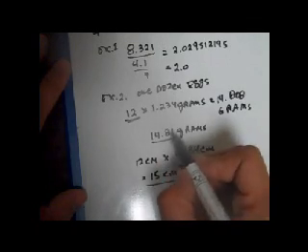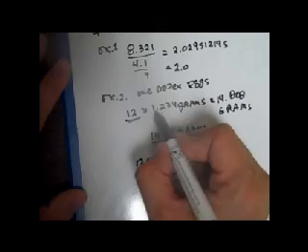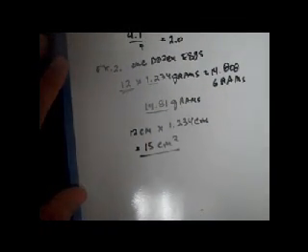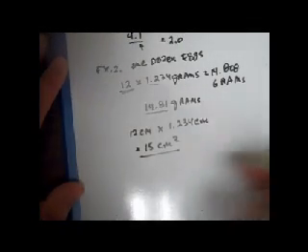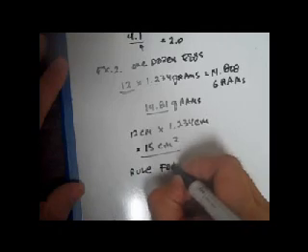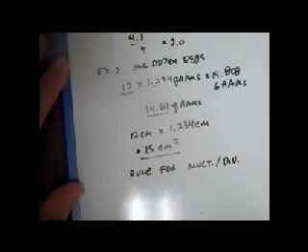That's why this is reported as 4 sig figs here. This only has 2 sig figs. So that's the rule for multiplication and division.